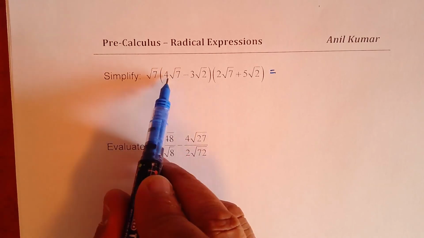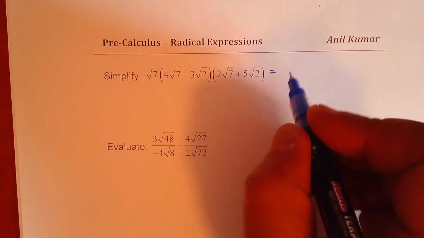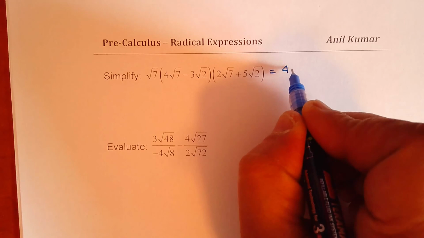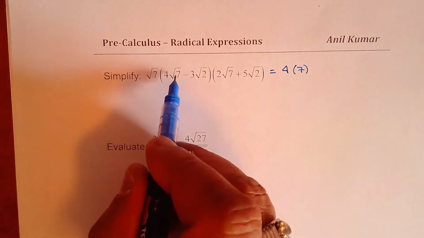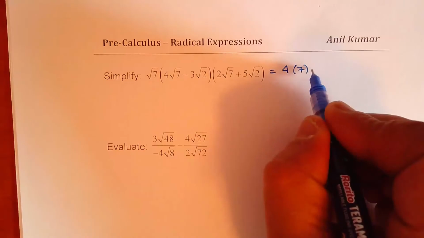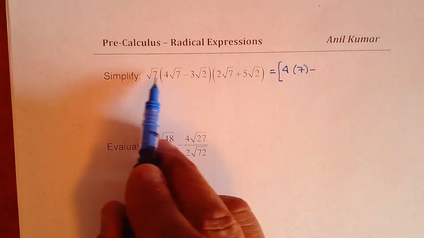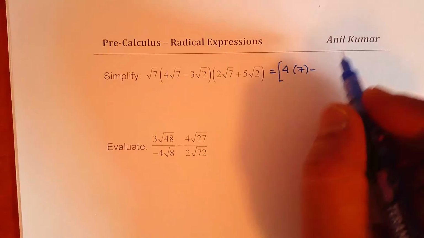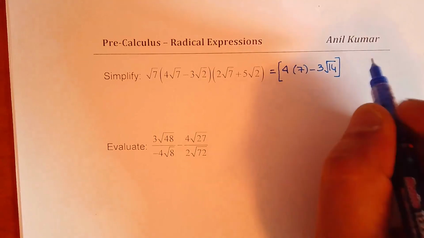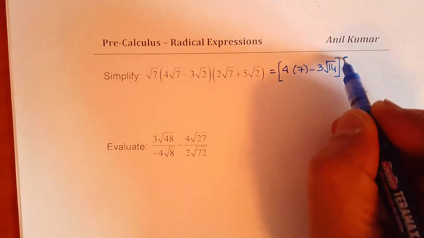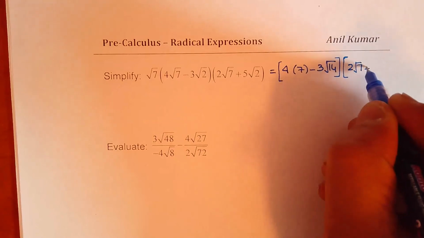So we get 4 times square root 7 times square root 7, which is 7. So we get actually 4 times 7, right? Square root 7 times square root 7 is 7, minus, let me put square brackets, minus 3 times square root 7 gets multiplied with 2, so we get 3 square root 14. And we'll keep the other bracket as such, which is 2 square root 7 plus 5 square root 2.